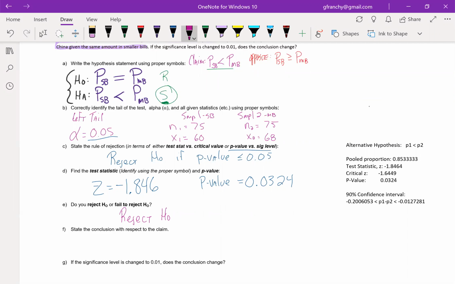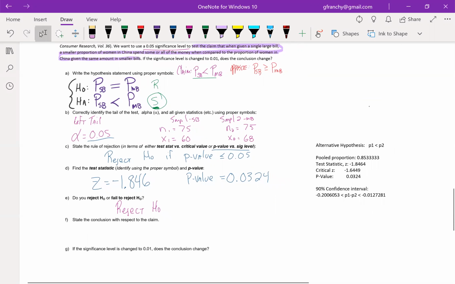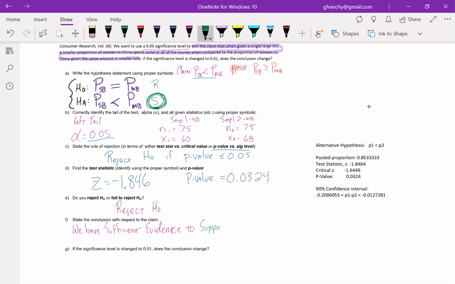But now let's go ahead, write out the conclusion with respect to the claim. When we reject the null hypothesis, we have the evidence. So we have sufficient evidence to, we noted the S in the hypothesis statement. S is for support. So support the claim that.